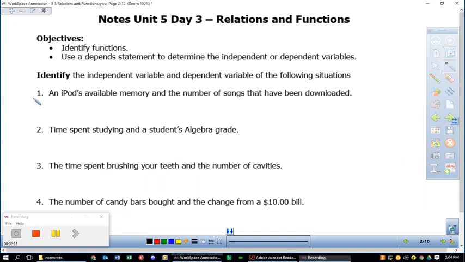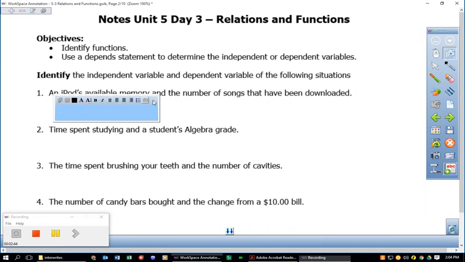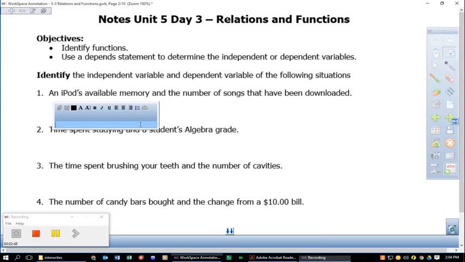Okay, so on our notes, one of the big ideas is that we're going to be able to identify functions, and the other big thing is we're going to identify the independent and dependent variables in situations, and write a depends statement. So I'm going to write a depends statement for all of these, even though it doesn't say to. We have an iPod's available memory and the number of songs that have been downloaded.